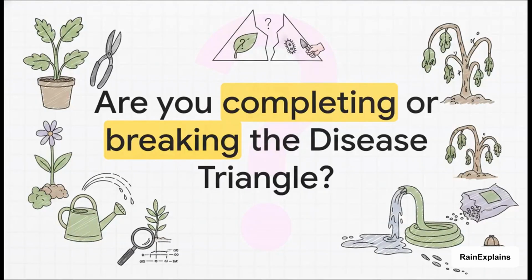All of this leaves us with a pretty critical realization. Every single time you step into your yard with a hose, a pair of clippers, or a bag of fertilizer, you are shifting the balance. You are either making your plants stronger, or you might accidentally be setting the stage for an infection. So I really want to leave you with this thought. How are your everyday actions in the garden completing or breaking the disease triangle right now? Are you unknowingly creating the perfect botanical crime scene? Take these conceptual models, step outside, and start investigating your own backyard.